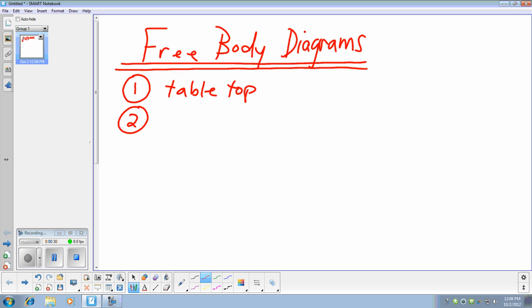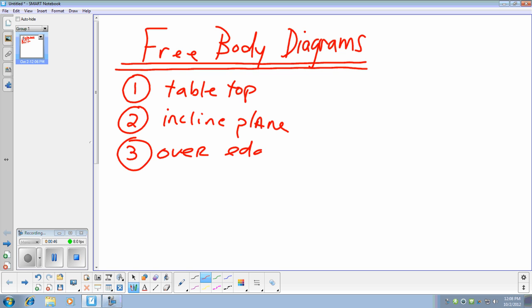The next one is kind of like your inclined plane. This might be an example of somebody going up a hill or going up a ramp. The next one we can talk about are over the edge problems. These over the edge problems, and actually let's give a small diagram for each of these. So first you just have an object that's maybe on a surface, then maybe you have a ramp, an object going up a ramp of some sort.